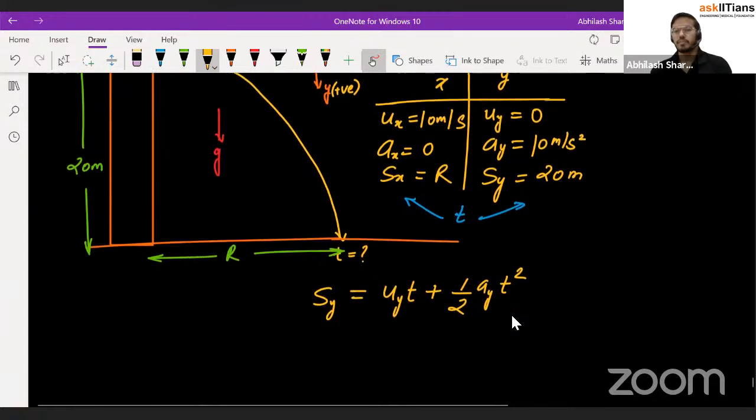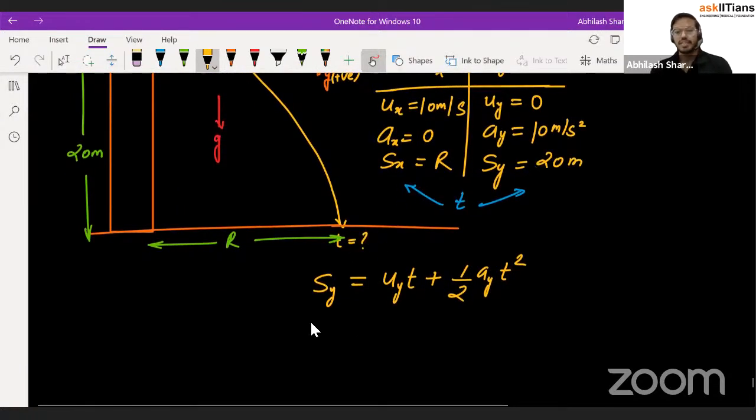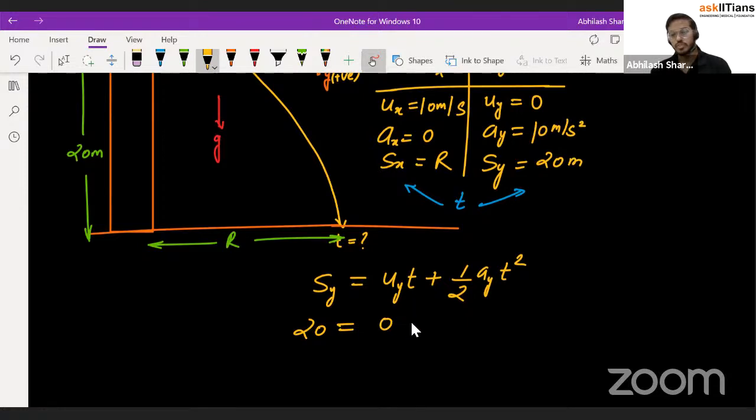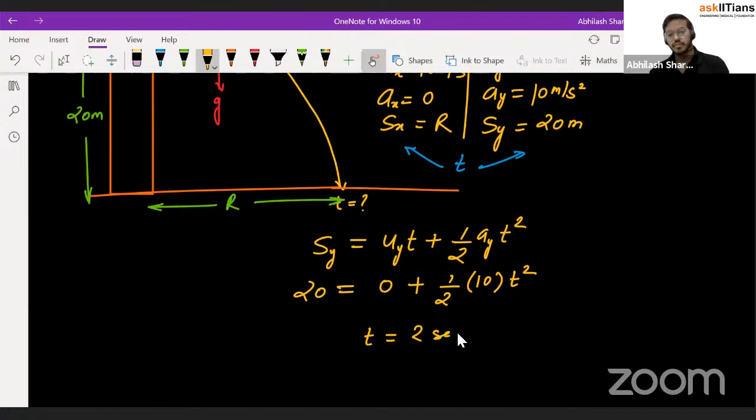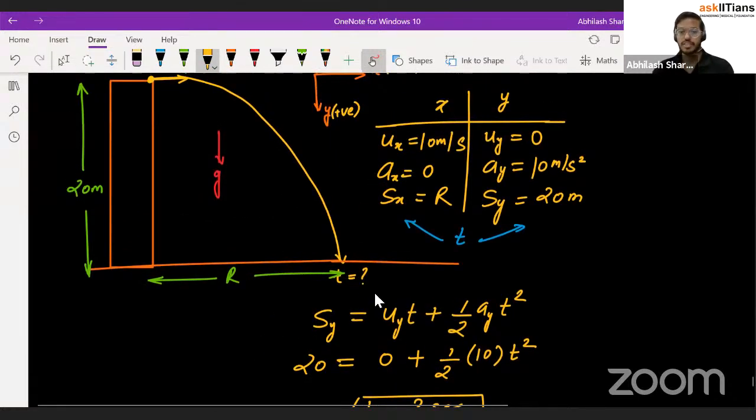On the Y part, I'm applying this equation. S is 20, u is 0, so the first term goes to 0. Then we have half a_y, which is 10, times t squared. When we solve, the time comes out to be 2 seconds. So using the Y part, we got the time after which the ball hits the ground. The ball hits the ground after 2 seconds.